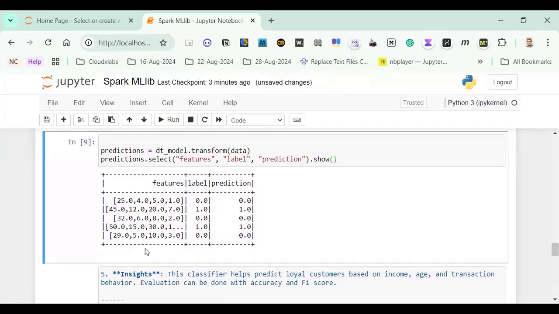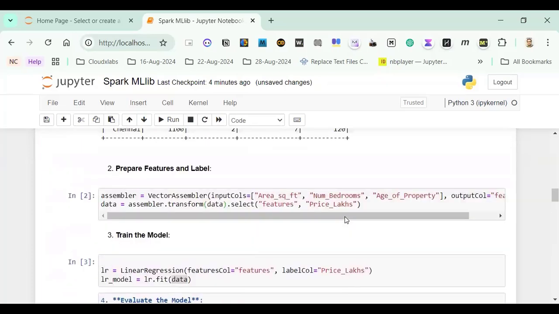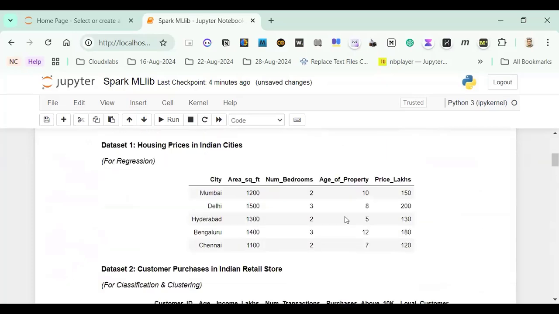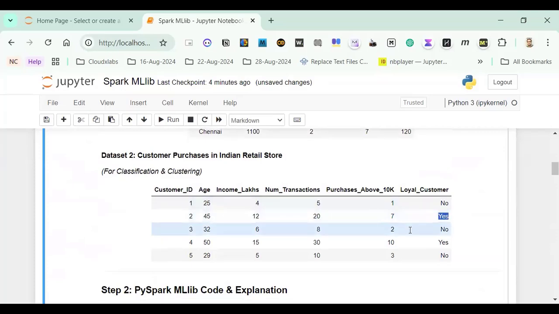It is important. For example, 0 indicates not a loyal customer. Machine learning does not work with categorical data, so it has to be turned into numerical. So 0 indicates the person is not loyal, right? Not loyal is 0 and loyal is 1.